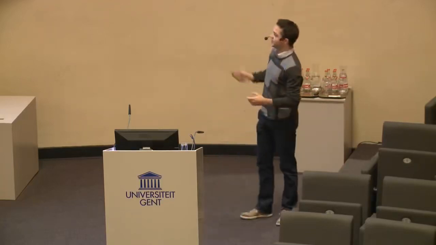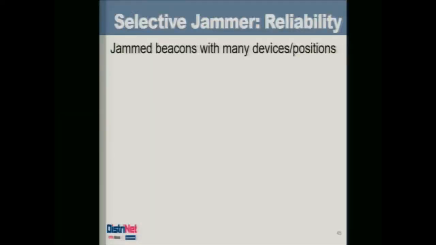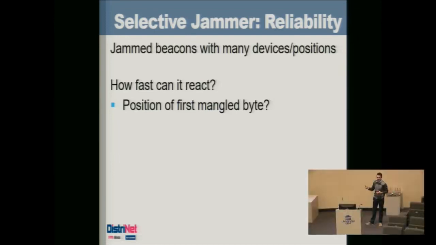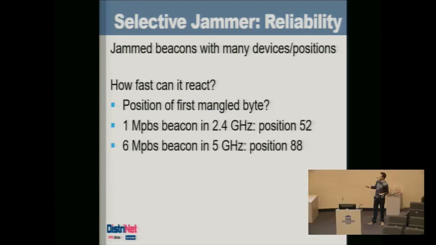So we did a few experiments with this. We jammed beacons using several devices and over several positions. And the main question is, how reliable is it? And to answer that, we basically have to find out what is the first position of bytes that are mangled. And it turns out that for beacons sent at 1 megabit per second, our jammer is fast enough to already start corrupting bytes at position 52 inside these beacons.